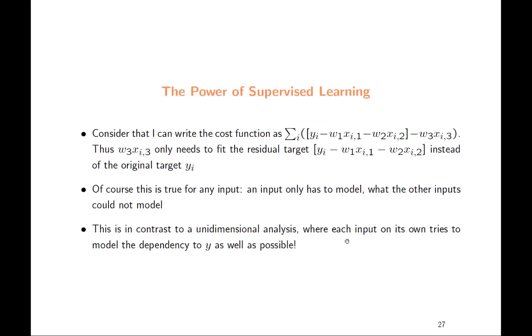One way to explain this is if you write this model in this way, y minus w1 x1 minus w2 x2, then this term only has to explain the difference between the target and what's already modeled, whereas in the univariate analysis this term had to model the whole thing without these terms. So since everybody only has to focus on the difference between the target and what the other inputs are doing, you get truer parameters and also less variance in your estimates.